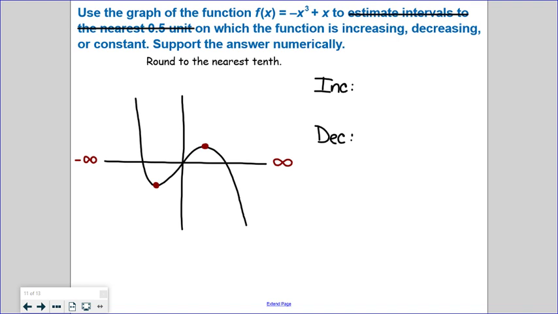All right. Who's got the minimum for me? Give me the numbers here. Okay, and our maximum?